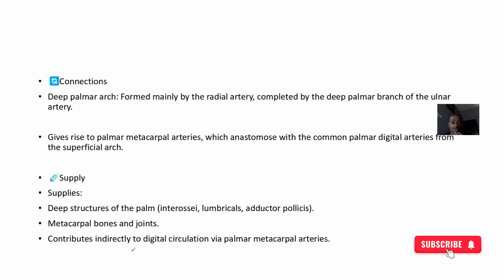So connections: the deep palmar arch is formed mainly by the radial artery, completed by the deep palmar branch of the ulnar artery. It gives rise to the palmar metacarpal arteries. So it supplies the deep structures of the palm, like the interossei, the lumbricals, the adductor pollicis. Okay, it supplies the metacarpal bones and the joints. It also contributes indirectly to the digital circulation.